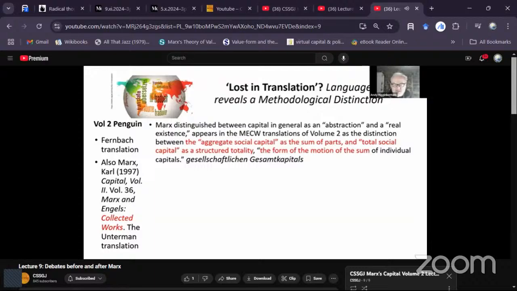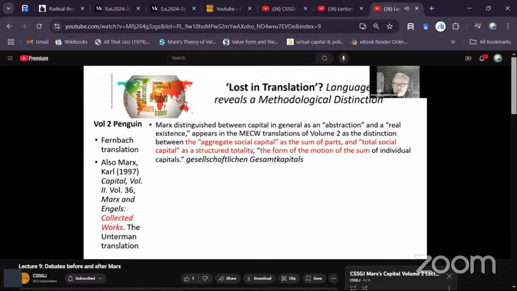And the conceptual distinction is between aggregate social capital, which we know from part 3 of volume 2. The first 2 parts have been about individual capital as a representative of the system. And then Marx changes the gear, as he does in each volume, and looks at the social totality, this time from the point of view of circulation. But what is a total social capital is the point that's being made here.